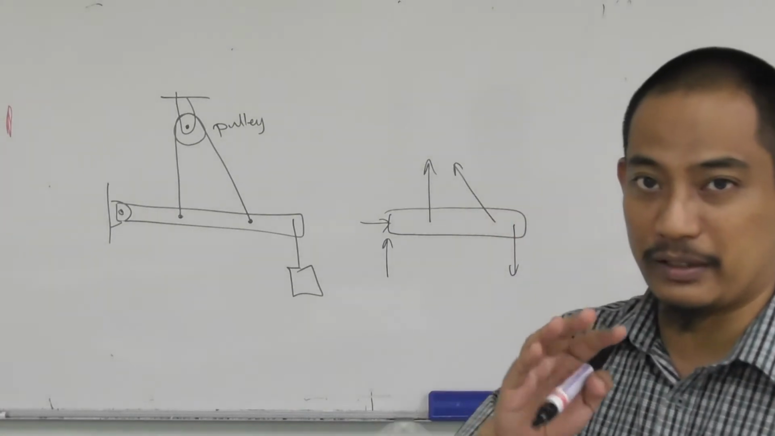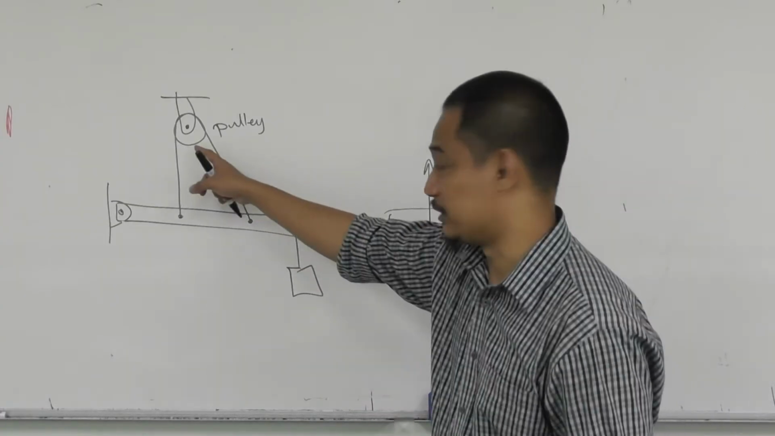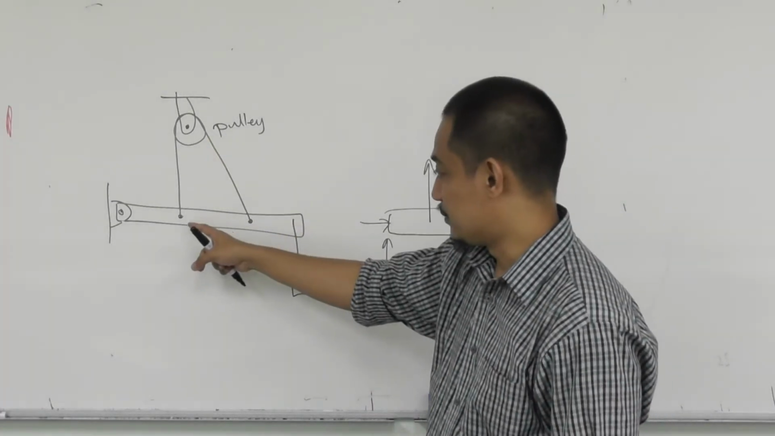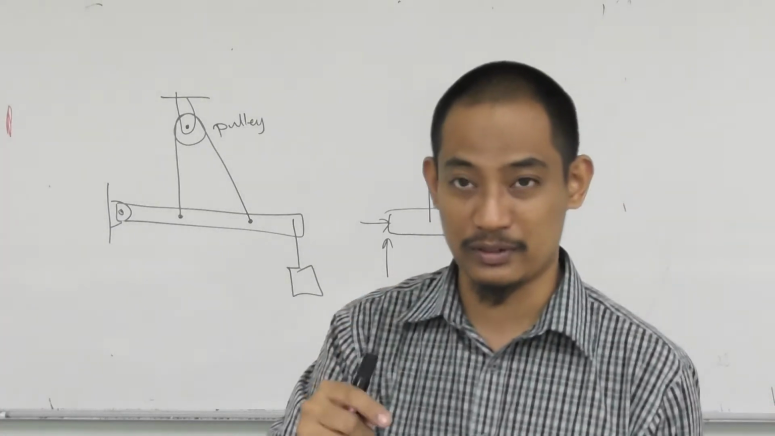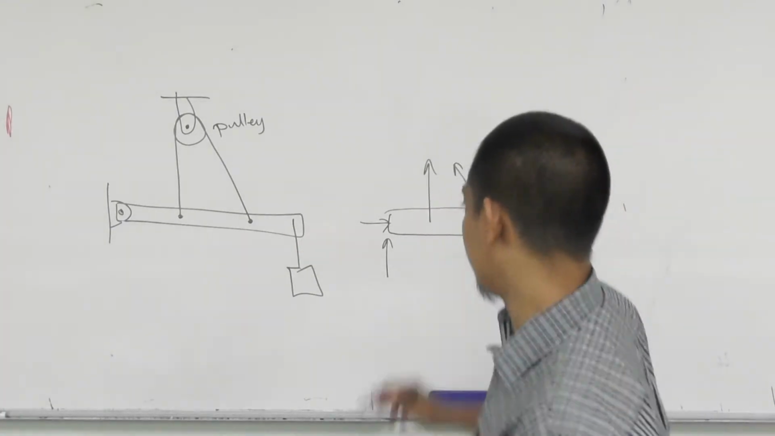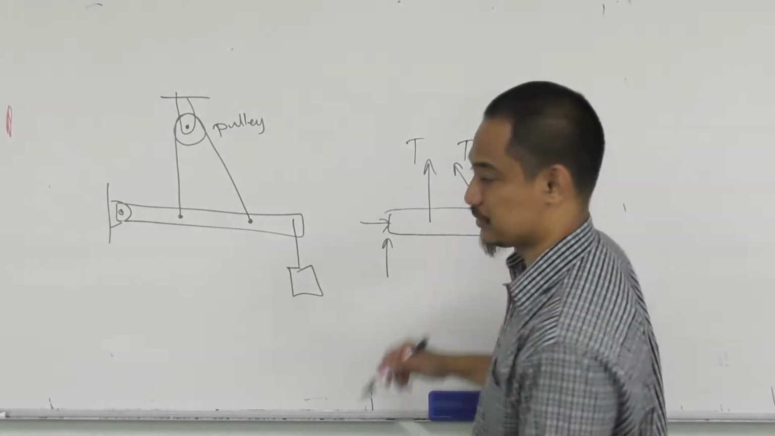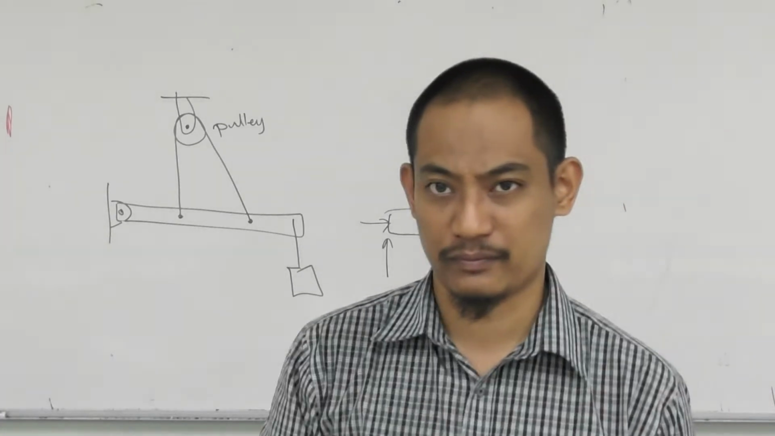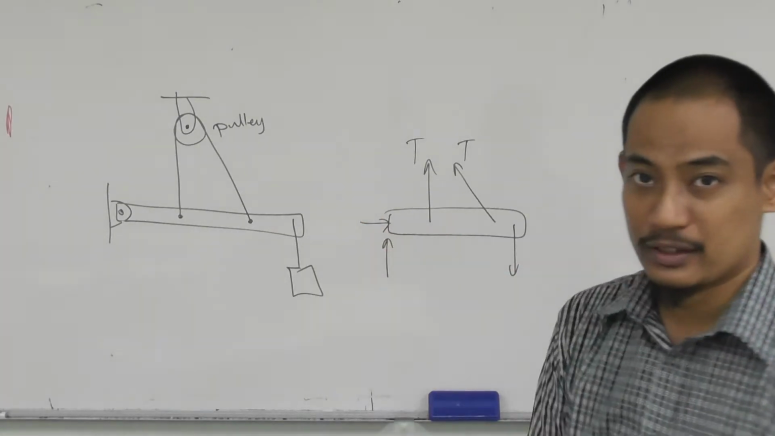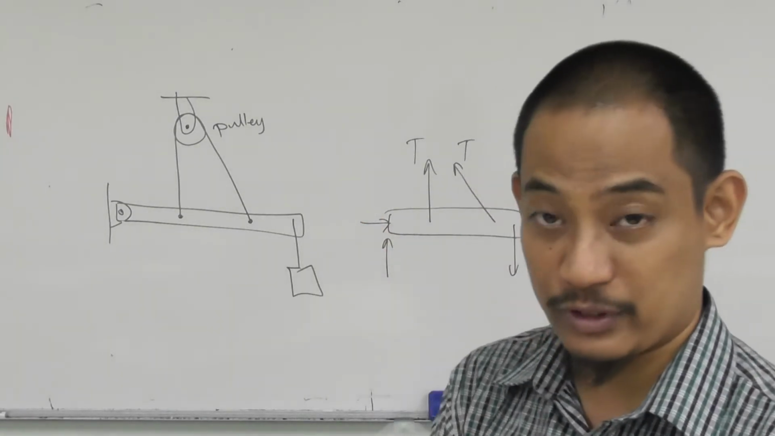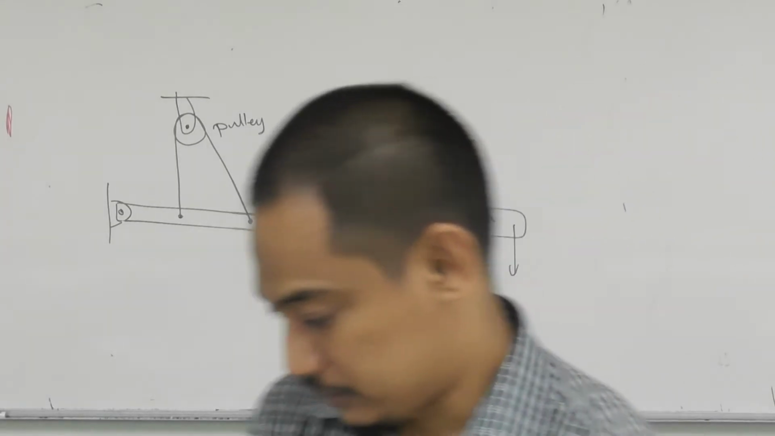However, you should already by now understand what is the effect of a pulley. When you have a pulley, this is the same cable going around the pulley, so the tension in the cable throughout should be the same. Hence, this and this should be the same tension, right? And then this is for example Ax, Ay, right? So that's how you draw the free body diagram exactly.